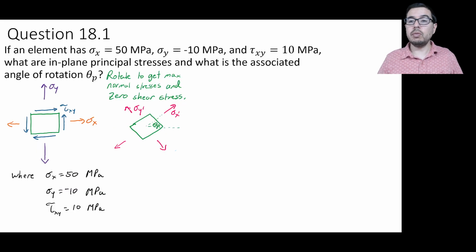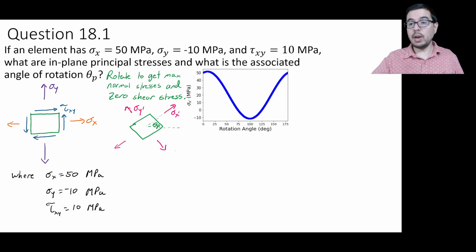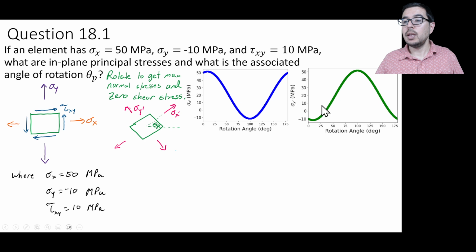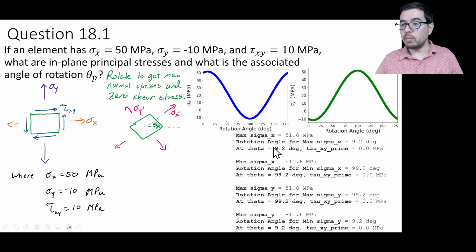It's often helpful to plot these graphs, which we've done, and to take a look and make sure that things are making sense. Like we said, we started at 50 megapascals for sigma x. We did. We started at minus 10 megapascals for sigma y. Boom, we did. And we can paste in from the Colab the reported values. And we see that we have a max sigma x, a min sigma x, a max sigma y, a min sigma y, and the appropriate rotation angles.